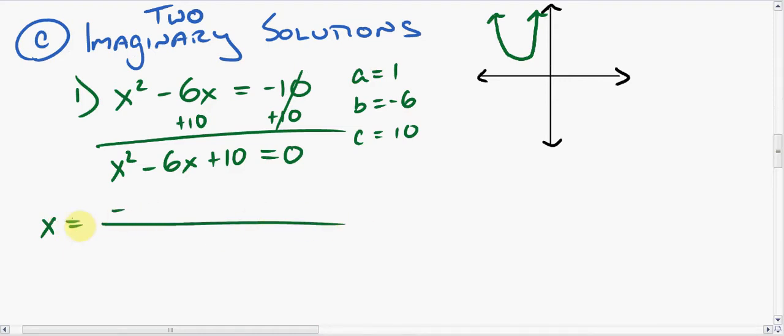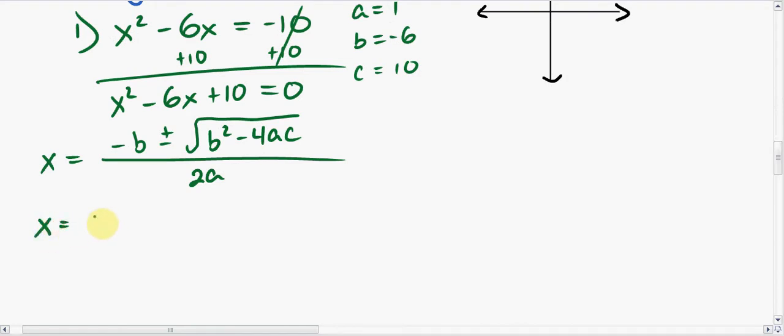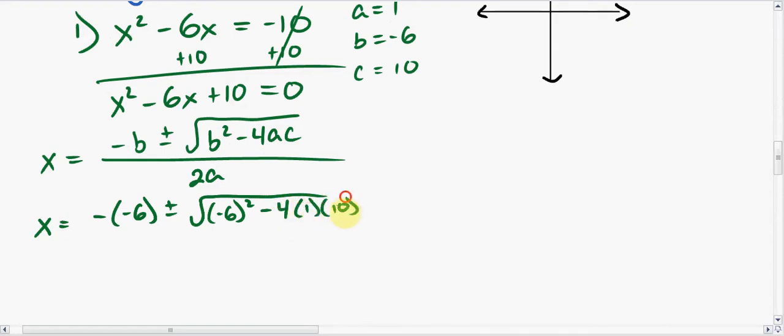We've got our quadratic formula, which is x equals the opposite of b plus or minus the square root of b squared minus 4ac all over 2a. So we've got x equals the opposite of b, the opposite of negative 6, plus or minus the square root of b squared, or negative 6 squared, minus 4ac, which is minus 4 times 1 times 10. That's all over 2 times a, which is 2 times 1.